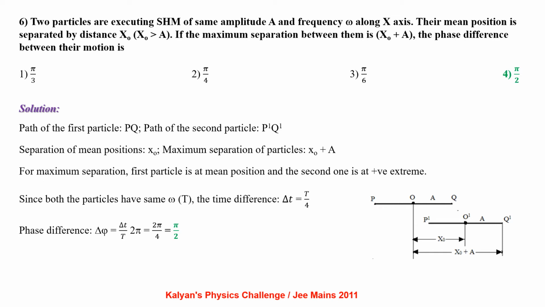If this is the case, the time difference between the two particles is 1/4 of the time period, because a particle takes T by 4 seconds for going from mean position to extreme position. From there, we can write the relation between phase difference and path difference. Phase difference delta phi equals delta t by T into 2 pi, which is equal to pi by 2.